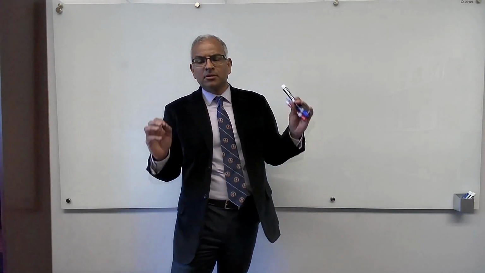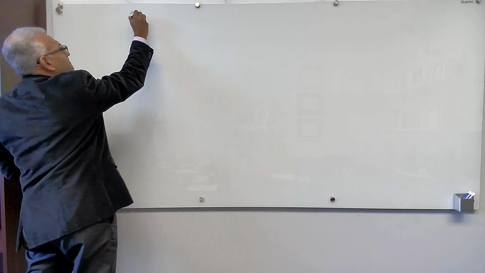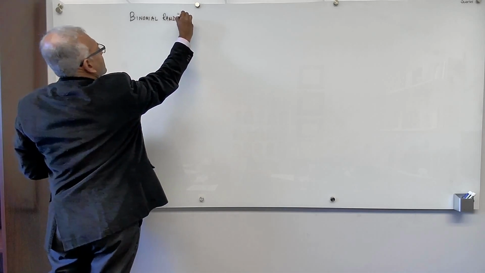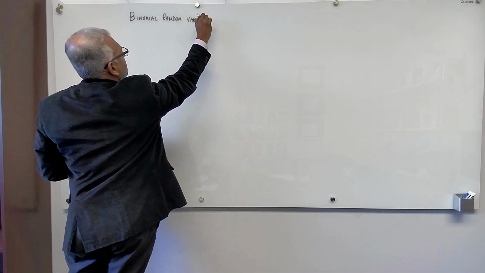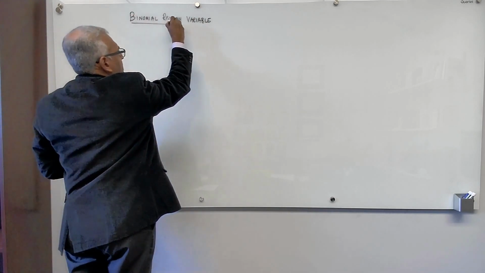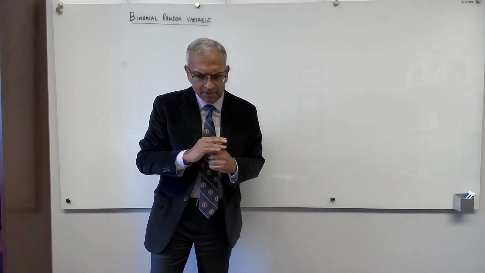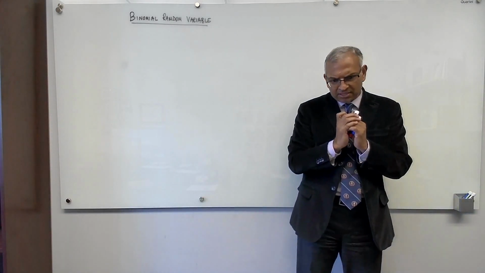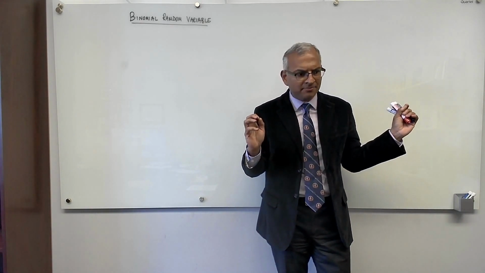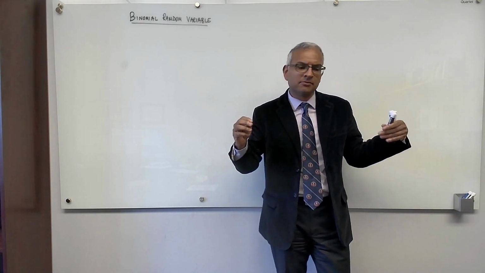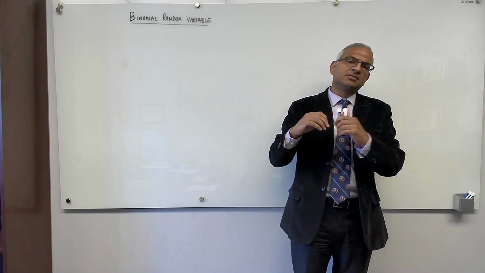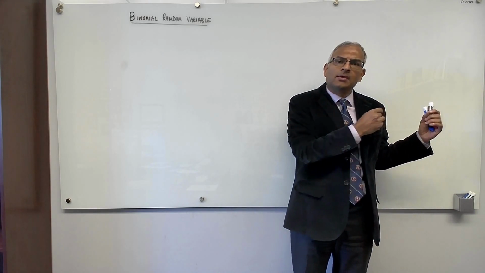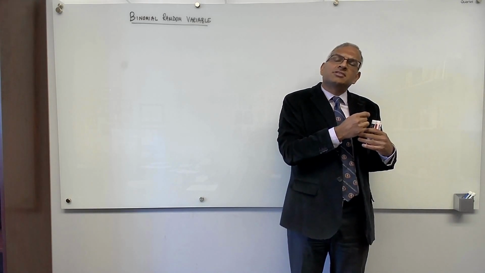Okay, so the binomial random variable. Very important random variable. And this random variable occurs whenever you do something a certain fixed number of times, let's say 5 times. Each time you do it, it's independent, and each time you may succeed or fail.